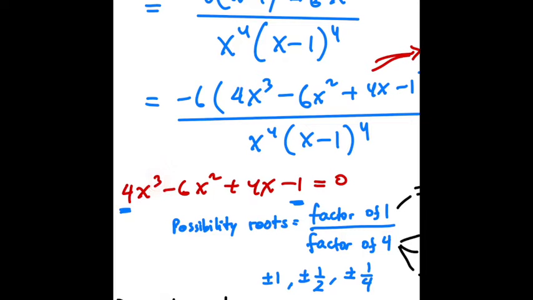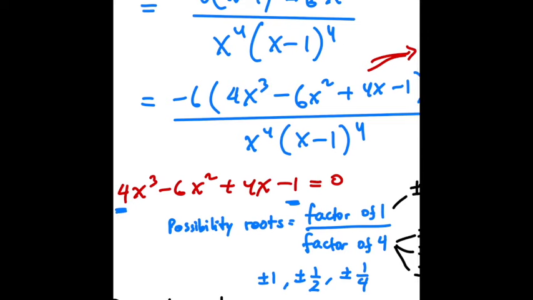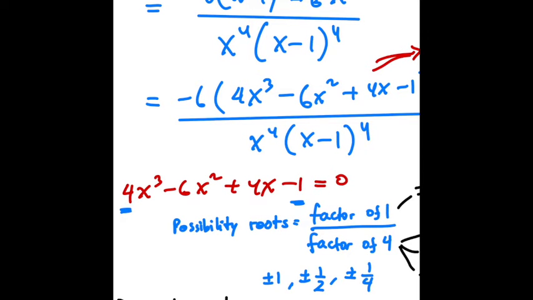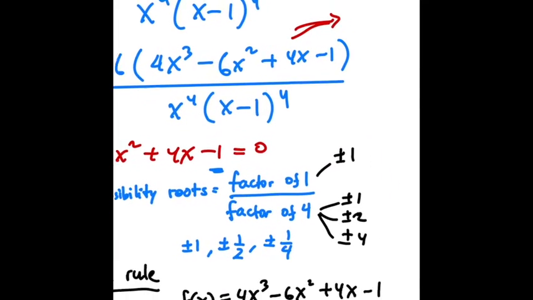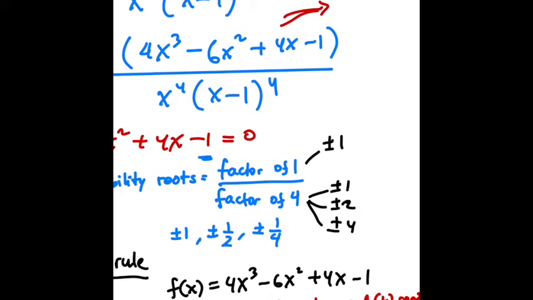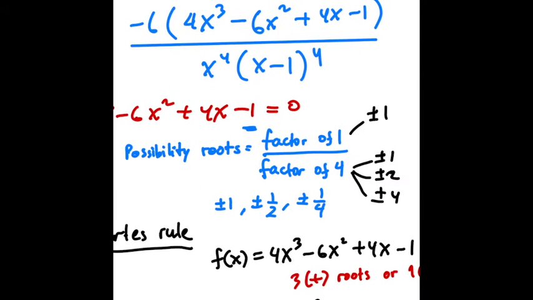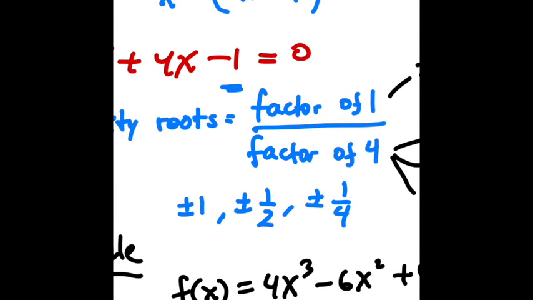And if you remember how to solve a polynomial, we can check the possibilities of roots first: factors of 1 over factors of 4. So the factor of 1 is only plus minus 1, and the factors of 4 are plus minus 1, plus minus 2, plus minus 4. So our possible roots are 1, a half, and 1 over 4.